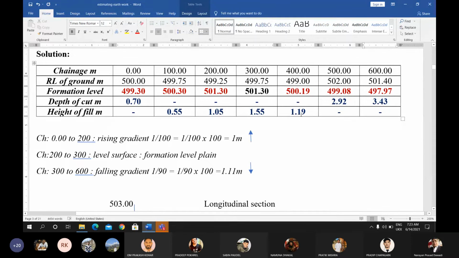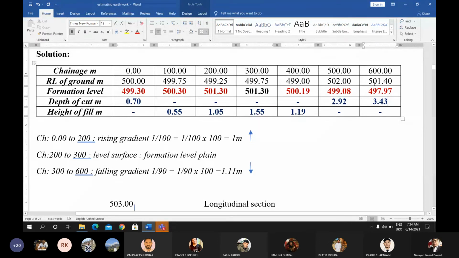You cannot take the average depth in between the cutting, filling and the cutting. While the road passes from filling to cutting, there must be a zero depth in between these channels, 400 and 500 meter. That channel has to be worked out for determining the zero depth channel.